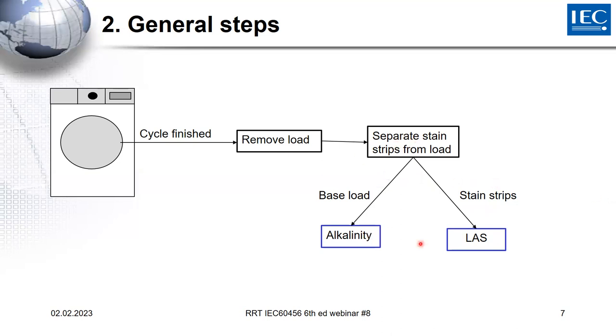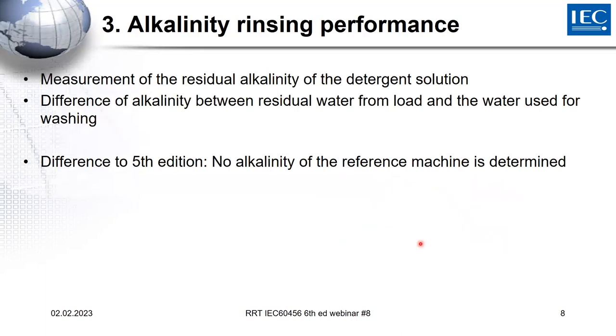So we will now go on with the alkalinity method. This method might be known for most of you. It's been in the IC6456 for years. And what we measure here is the residual alkalinity of the detergent solution. We take the difference of the alkalinity between the residual water from the load and the water that is used for washing. The biggest difference to the fifth edition is that we don't have to measure the alkalinity of the reference machine anymore.